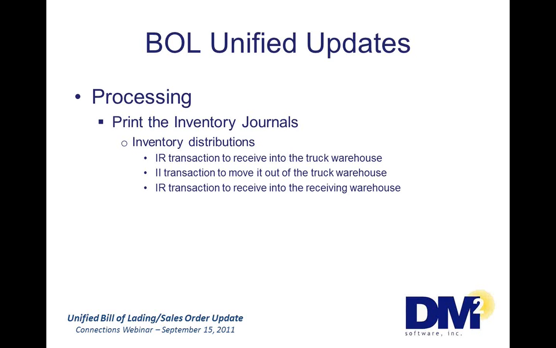For an inventory distribution type bill of lading, it is going to print an IR transaction to receive the product into the truck warehouse. It is going to create an II transaction to move it out of the truck warehouse, and then another IR transaction to receive it into the receiving warehouse. Here's some examples.